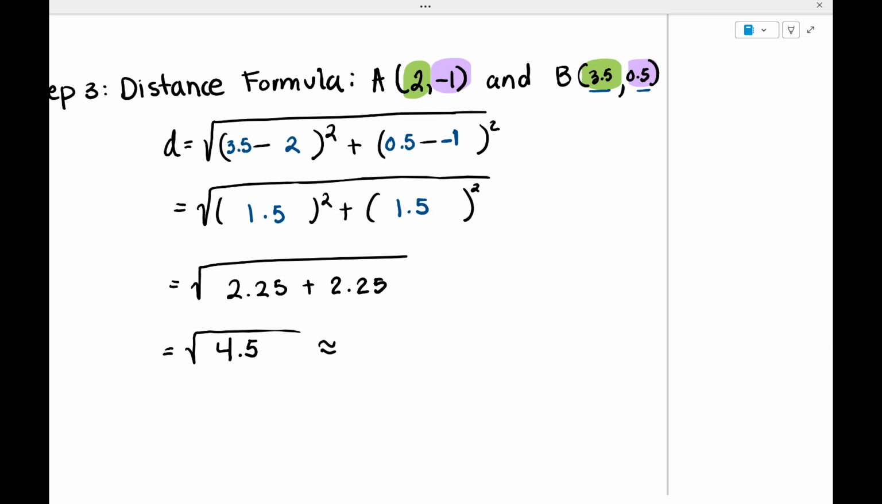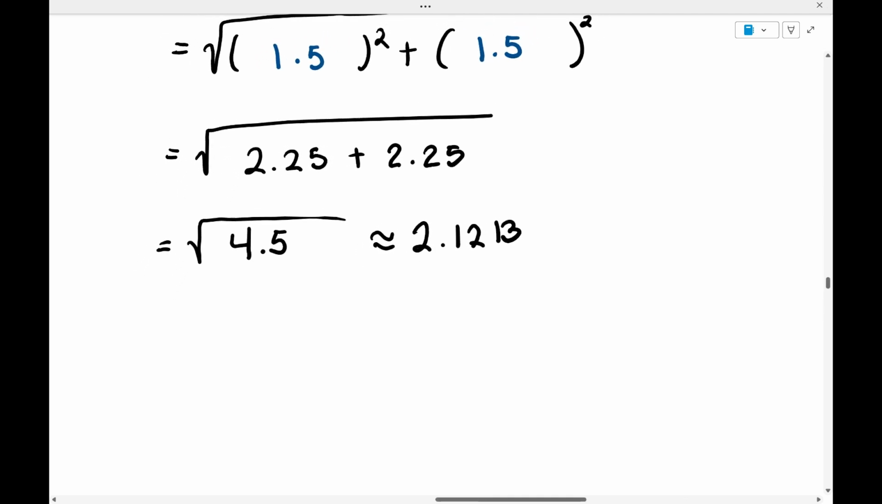And I'm going to give 4 values after the decimal because I want to show that we're going to be rounding to the nearest thousandth. So your thousandths place is that third number after the decimal. So we look at the number next to it. It's not 5 or bigger, so the thousandths place will remain the same.